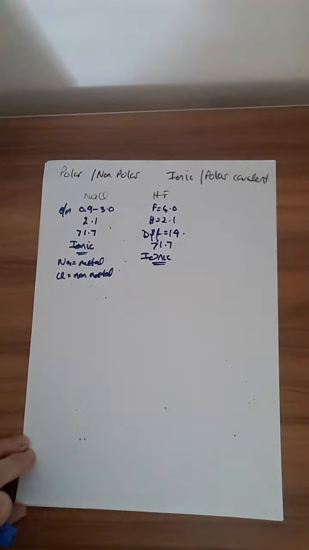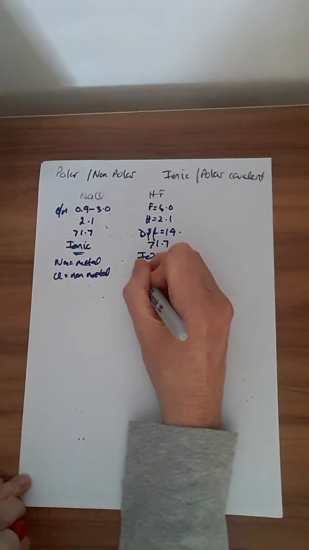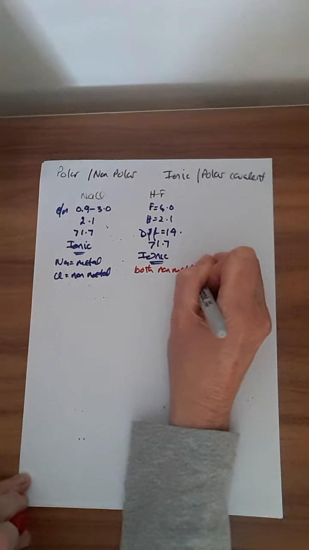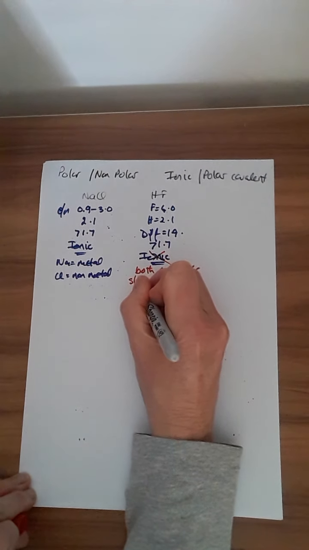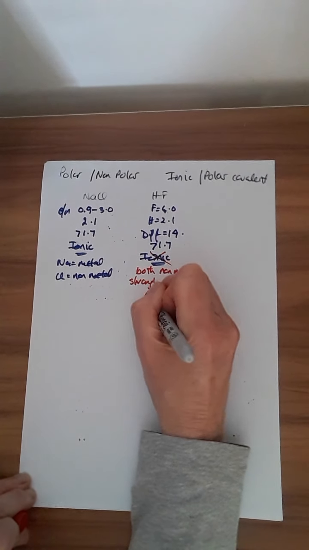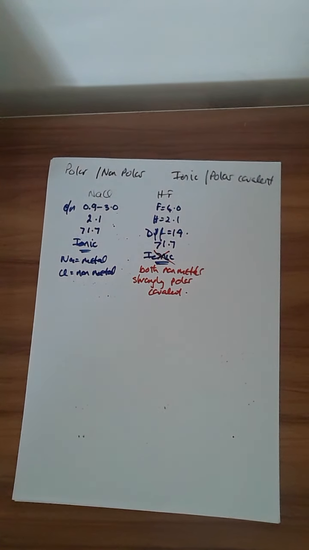If one of them is a metal, then it's definitely ionic. However, they're both non-metals. Since that is the case, I'm going to say that this is not ionic. It is strongly polar covalent. Strongly polar covalent. Okay, so you've got to really pay attention to that sort of thing. Maybe I didn't state that clearly in the lesson.